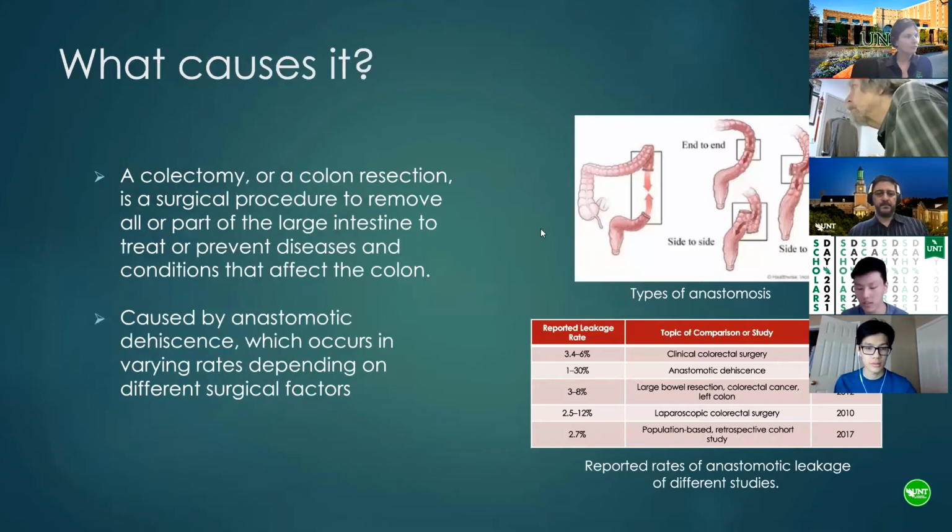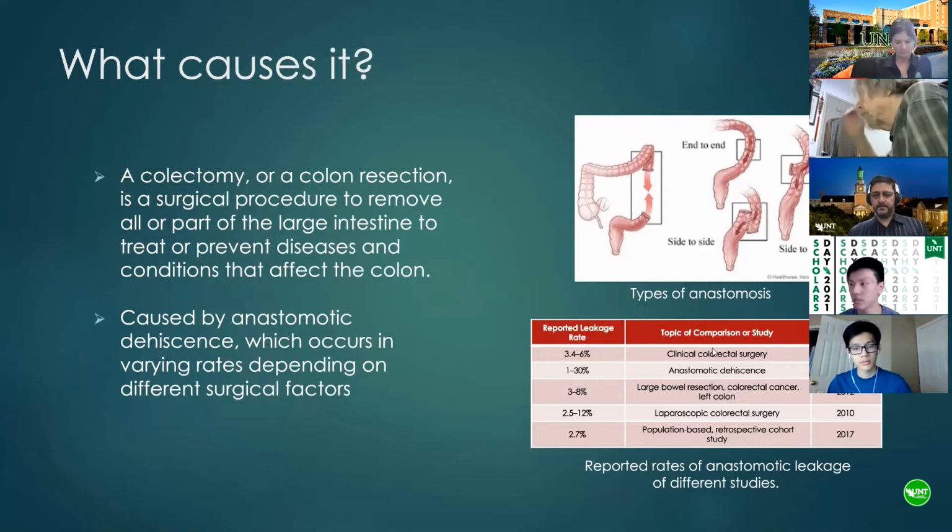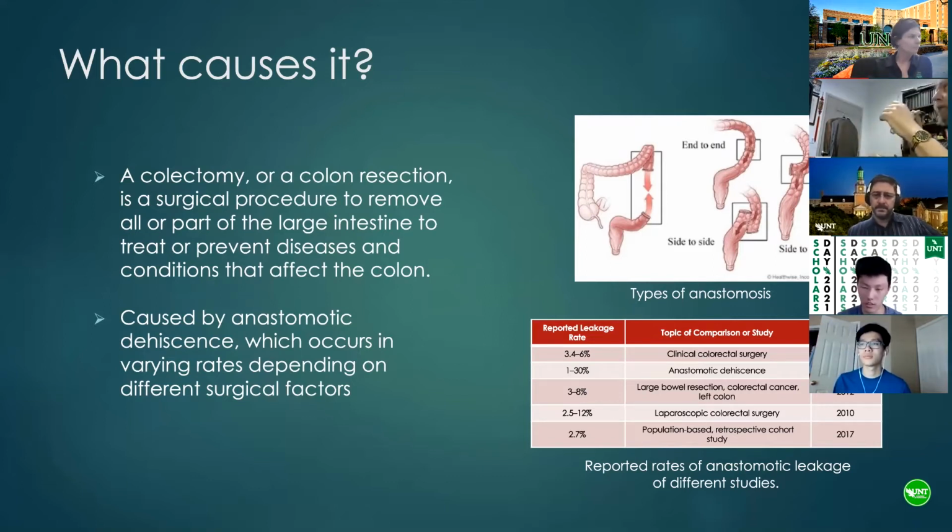So what causes this? It is caused by anastomotic dehiscence, which occurs in varying rates depending on different surgical factors. To the right, you can see a table with the different types of factors and how they affect the leakage rates. And this can generally occur in colectomies or colon resections, which are surgical procedures to treat the large intestines by cutting out a certain portion that is diseased or infected. And although we are focusing solely on colonic anastomotic leakage, this can also occur anywhere else in the gastrointestinal tract.